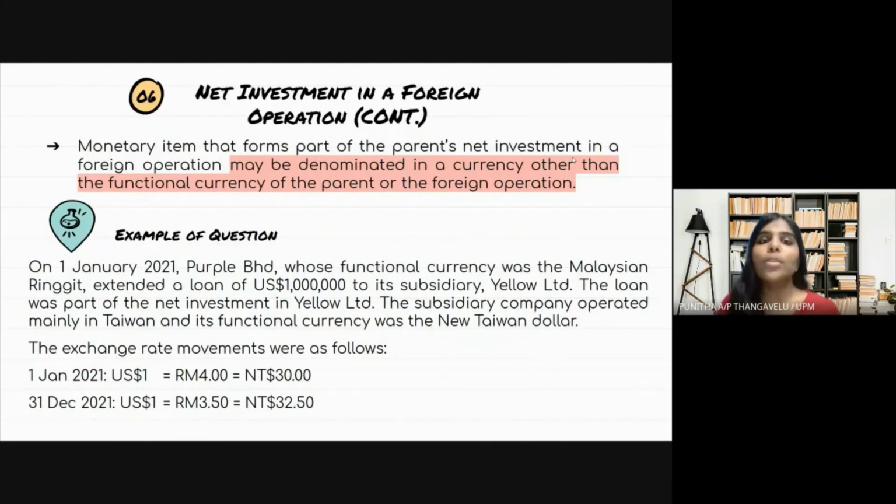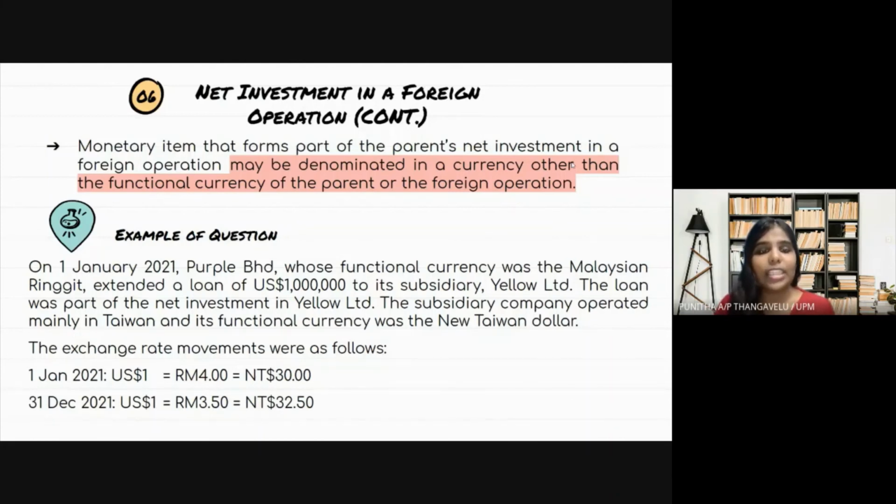Monetary items that form part of the parent's net investment in a foreign operation may be denominated in a currency other than the functional currency of the parent or the foreign operation. So let us see the example. On 1st January 2021, Purple Berhad, whose functional currency was the Malaysian ringgit, extended a loan of USD 1 million to its subsidiary Yellow. The loan was part of the net investment in Yellow. The subsidiary company operated mainly in Taiwan, and its functional currency was the New Taiwan dollar.